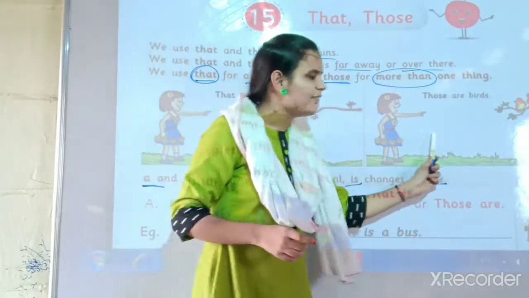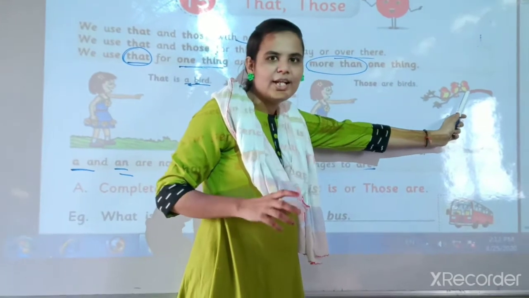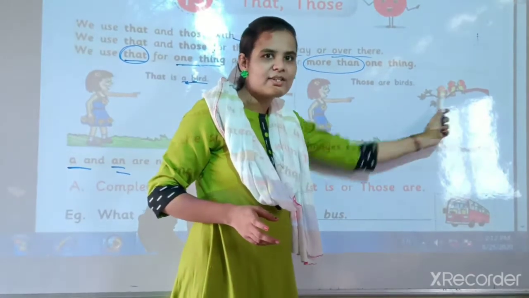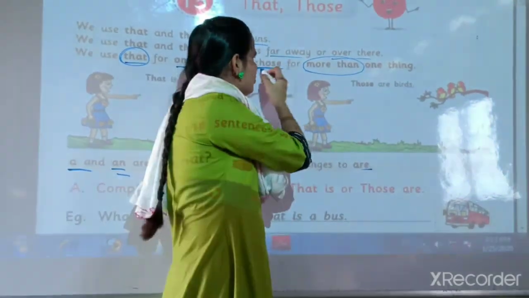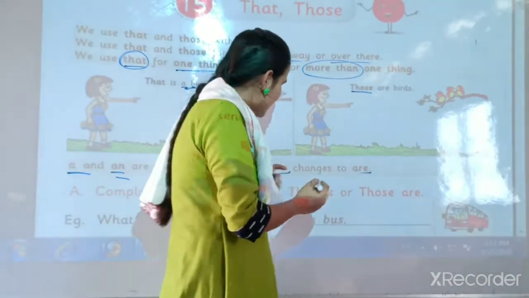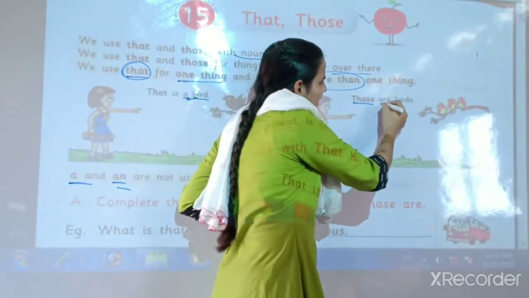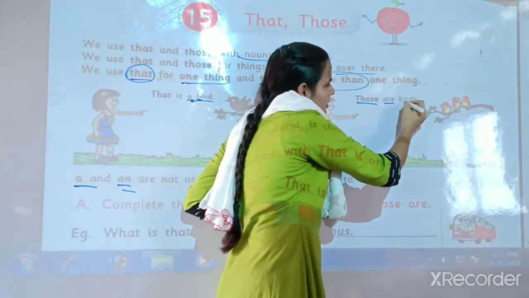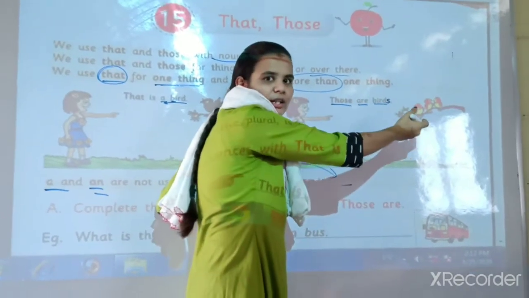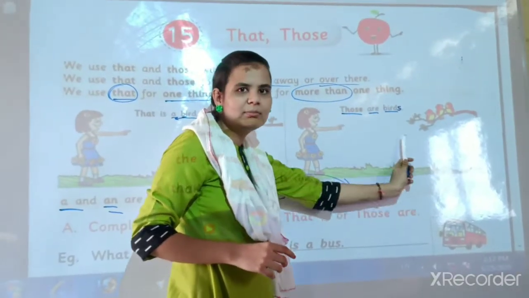Whereas if we see this picture, here is a girl and again a branch of a tree and birds. Now here are how many birds? Here are 3 birds. 1, 2, 3 birds. So we have just seen that we use those for more than one thing. So we will write here those, and as we have seen, is will change into are in the plural form. We will write the spelling of bird and we will simply add s to make it plural form. So the sentence will become those are birds.